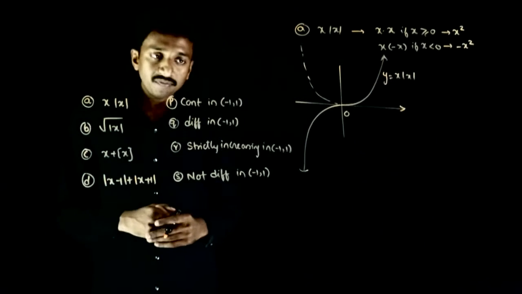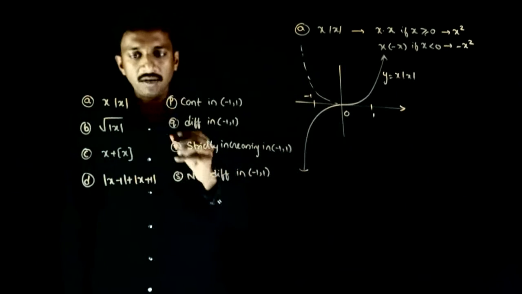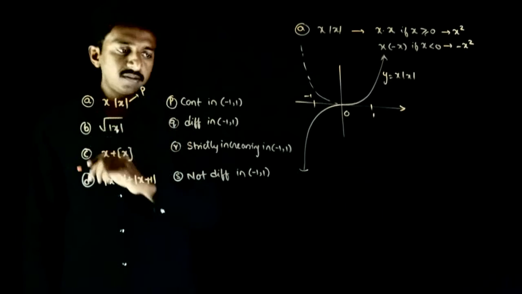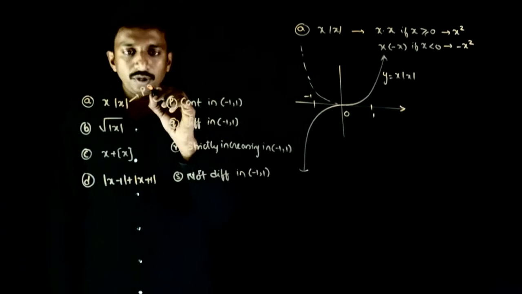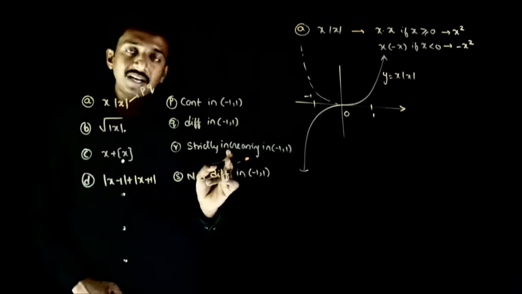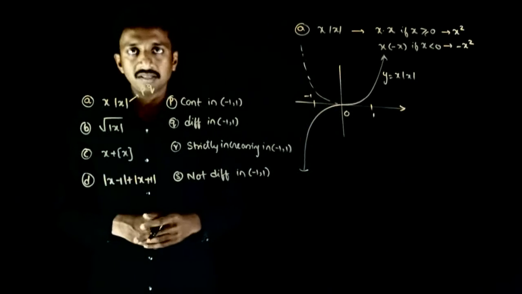So what is the behavior of this? Continuous in -1 to 1. -1 और 1 के बीच में continuous तो है. So P is valid. Differentiable in -1 to 1. You can see that there are no sharp edges. So Q is also valid. Strictly increasing in -1 to 1. -1 और 1 के बीच में it's always increasing.